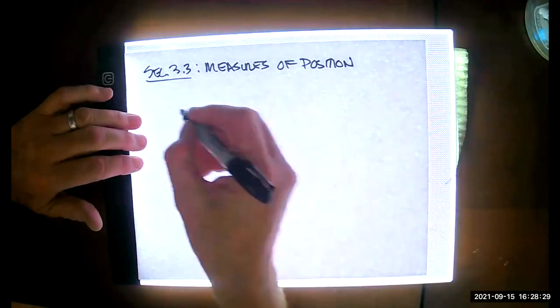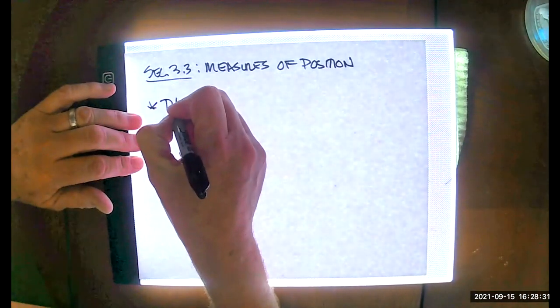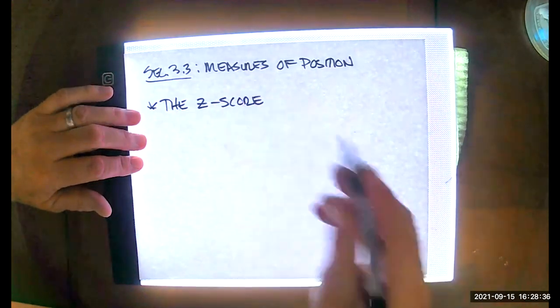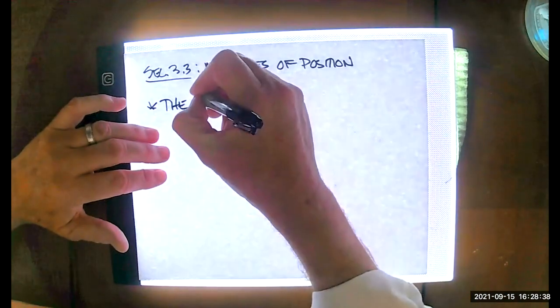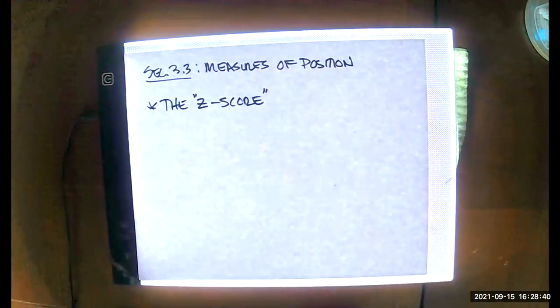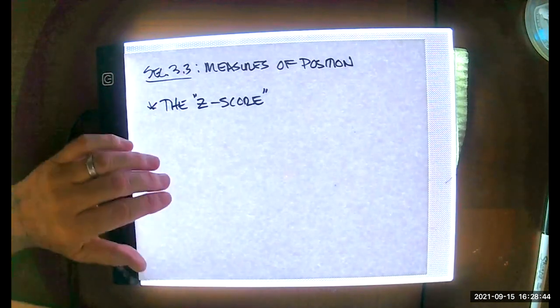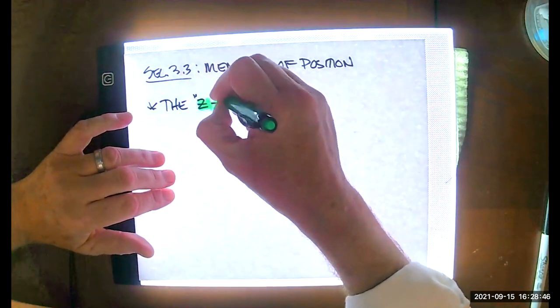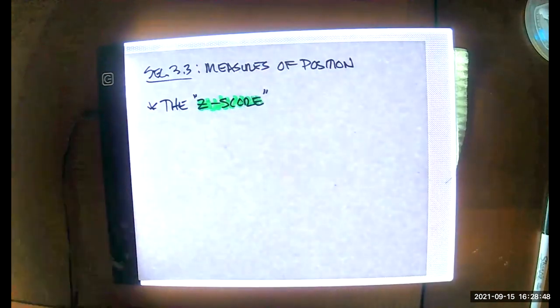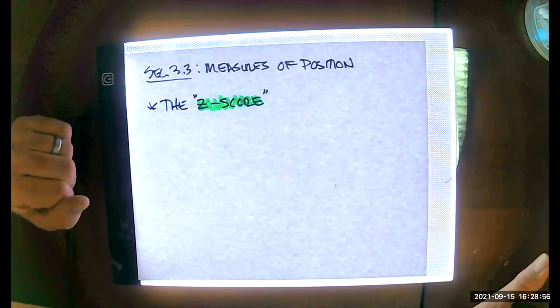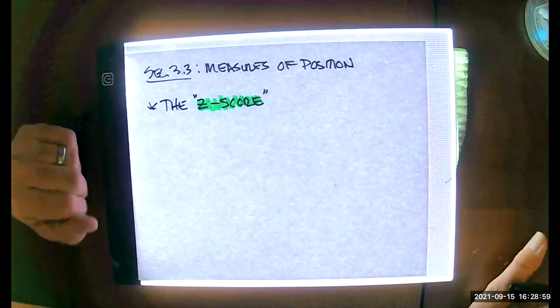The first is what I'm going to call the Z-score. So we're going to have a formula, and this is a formula we're actually going to need and have to use. I'm going to tell you what it is conceptually, and I'll put the formula up here. The formula is very easy to use, by the way. It's not hard at all.